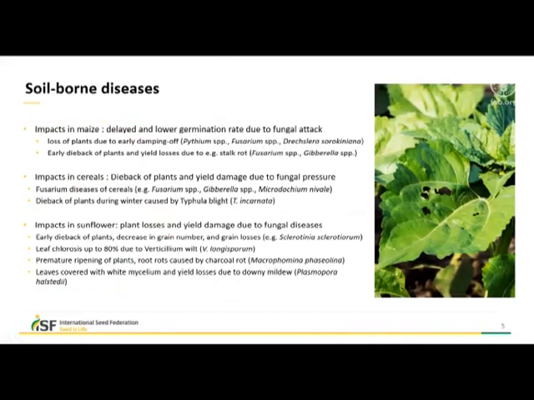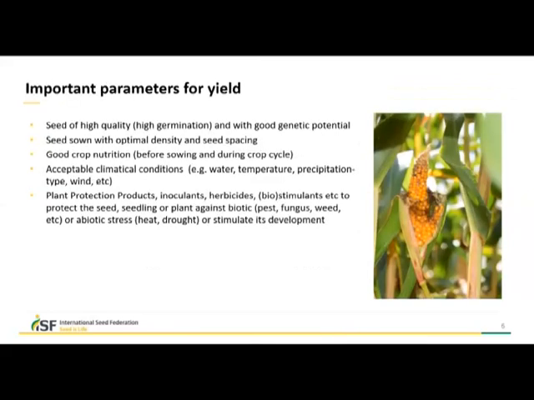And if we go for the parameters for yield, we have, of course, as already mentioned by President Chia and Michael Keller, seed of high quality, high germination, good genetic potential, seed sown with optimal density and seed spacing, good crop nutrition, acceptable climate conditions such as water, temperature, precipitation, wind, etc., and plant protective products, inoculants, herbicides, biostimulants to protect the seedlings or plant against biotic stress and abiotic stress like heat and drought, or stimulate its development. So all these parts are a big part of what we are doing with seed applied technology.